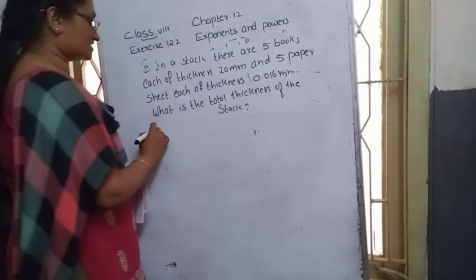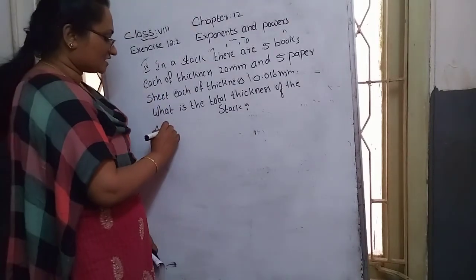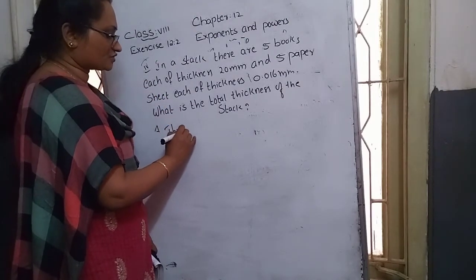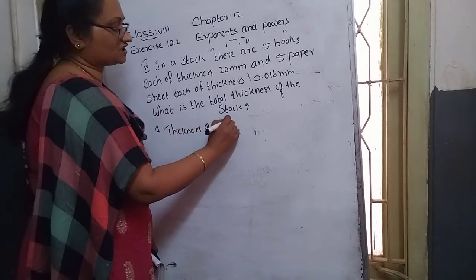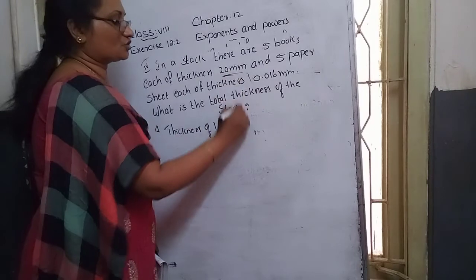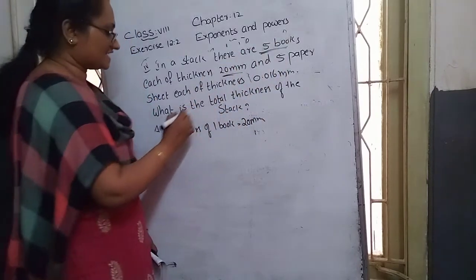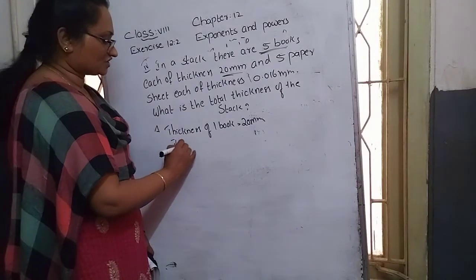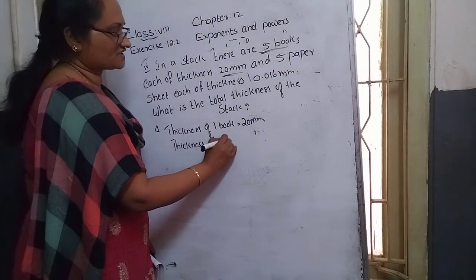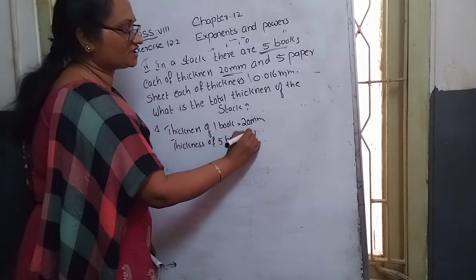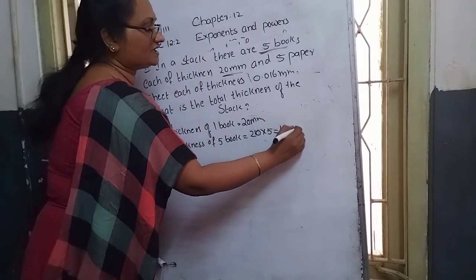How to write this one? First, the thickness of one book. How much is one book's thickness given? 20 millimeter. How many books are there? 5 books. So we find the thickness of 5 books. 1 book is 20, so 5 books means 20 into 5, which becomes 100 millimeter.